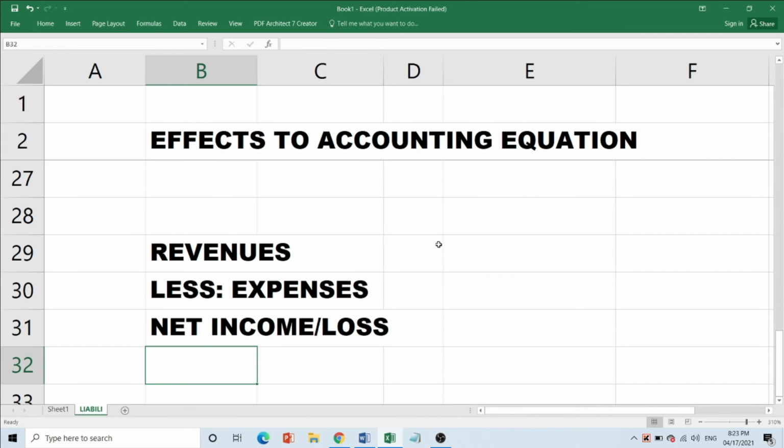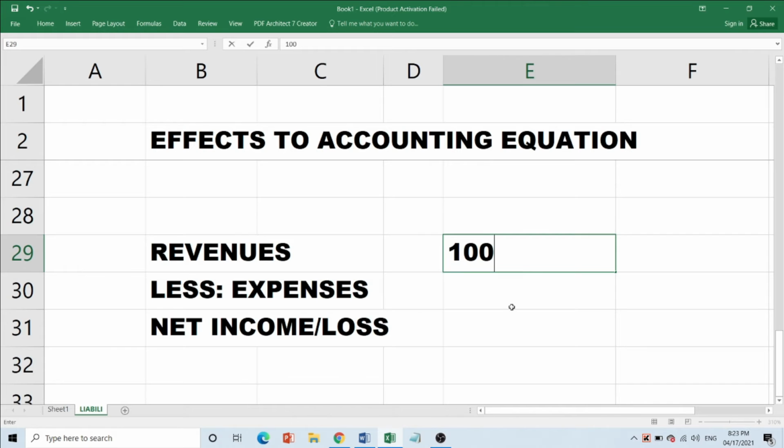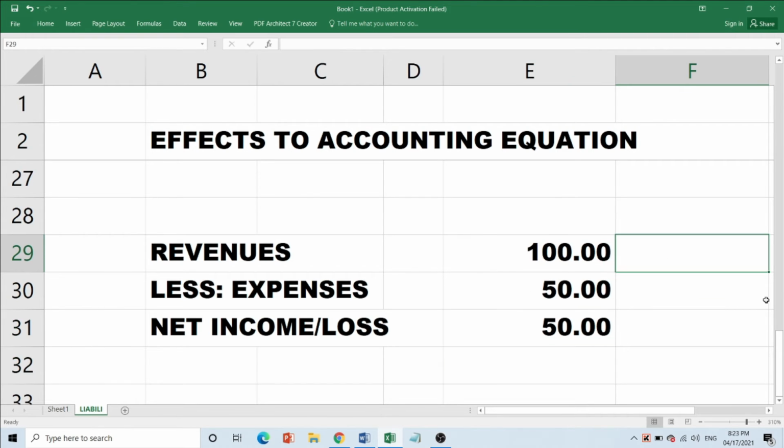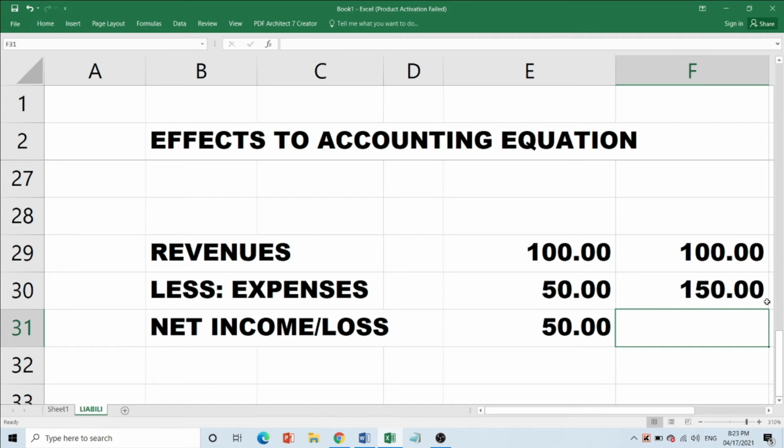Anong nangyari? Let's say yung revenue mo, mayroon kang 100. Tapos, may expenses ka na 50. So, may income ka na 50. How about in the next example? Let's say 100 ang revenue mo. May expenses ka na 150. 100 minus 150, that must be negative 50 or a decrease in 50 pesos or a loss.